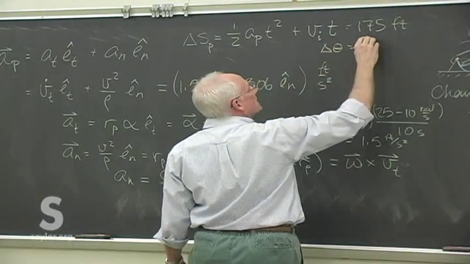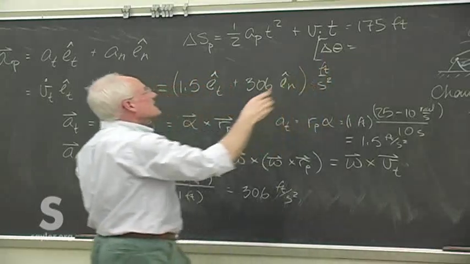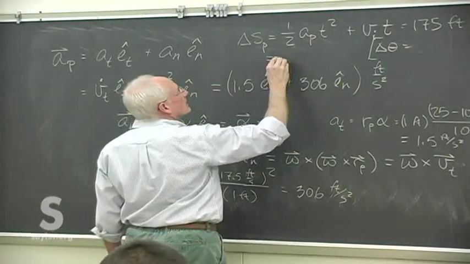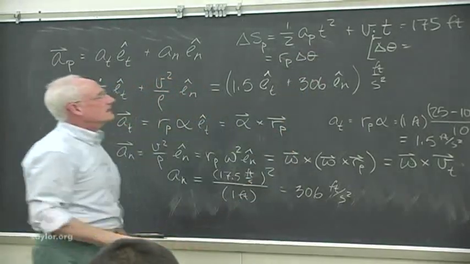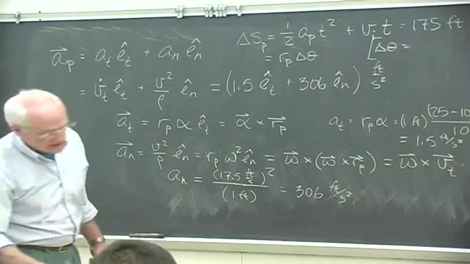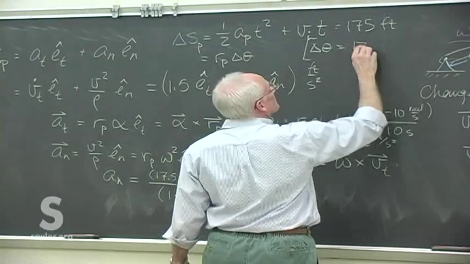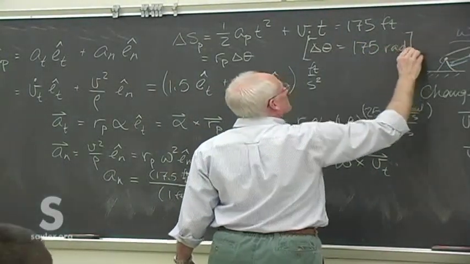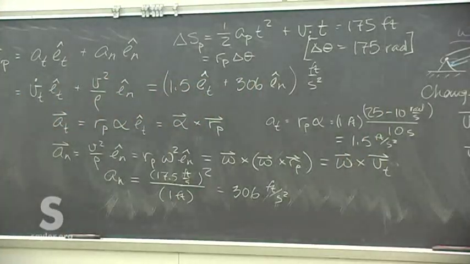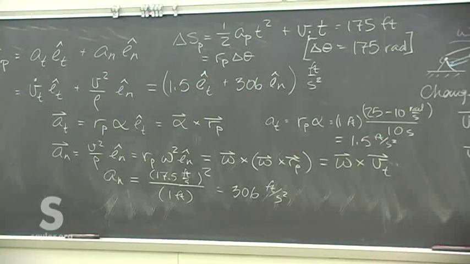The change in angle that went with that, it's not what I asked for, but we could have figured it out and then done Rp times delta theta. The change in the angle is 175 radians. But you could have done that in Physics 1.